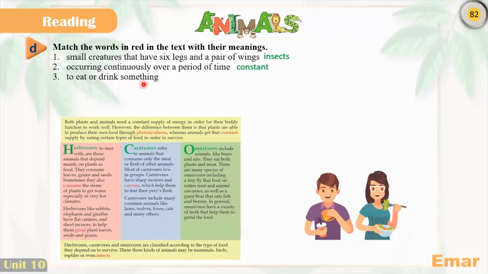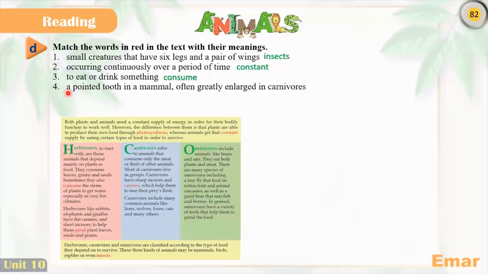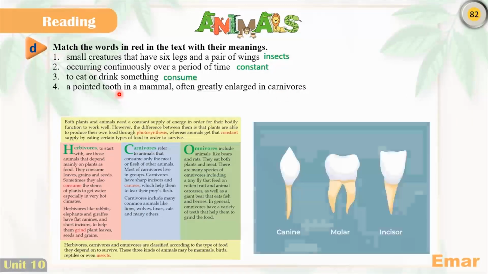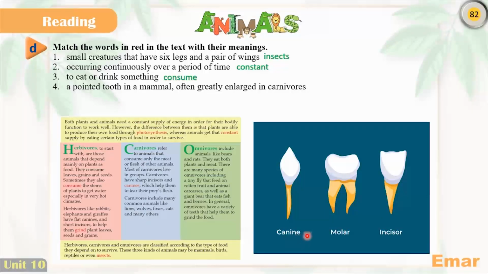Number 3. To eat or drink something. So this is a verb. Eat or drink means consume. Number 4. A pointed tooth in a mammal, often greatly enlarged in carnivores. It's a tooth. We talked about teeth. It's a canine.